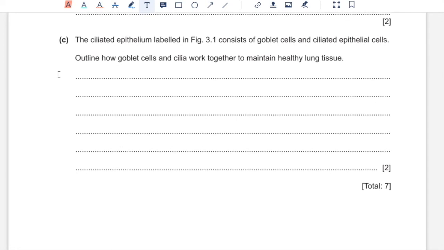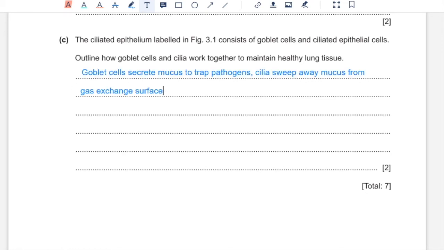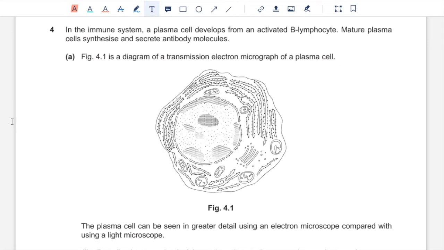C, the ciliated epithelium labeled in figure 3.1 consists of goblet cells and ciliated epithelial cells. Outline how goblet cells and cilia work together to maintain healthy lung tissue. So goblet cells secrete mucus into the airways, and that mucus traps any pathogen or dust that might be breathed in, and the mucus is then swept away from the gas exchange surface area by ciliated epithelial cells to prevent any infections.